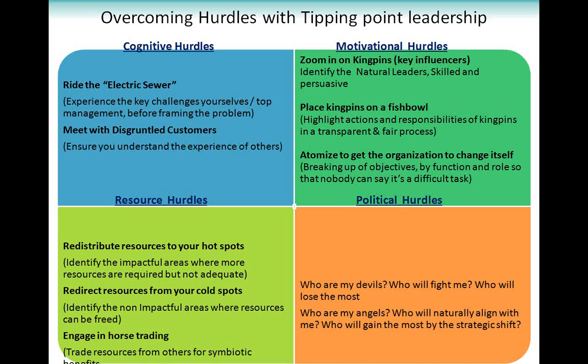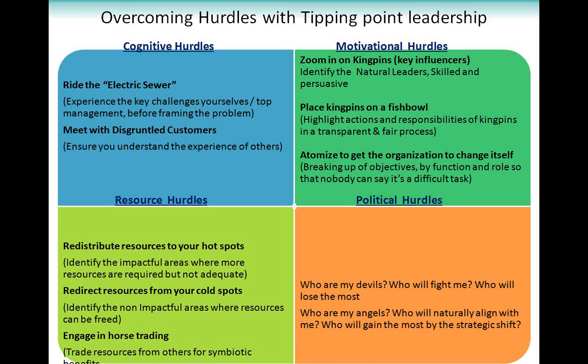To overcome motivational hurdles, tipping point leadership suggests that one should zoom in on kingpins. Kingpins are the key influencers. They are the natural leaders, skilled and persuasive. The second step to overcoming motivational hurdles is to place the kingpins in fish bowls, or in other words, to make the key influencers accountable for all actions and responsibilities in a fair and transparent manner. And the third step is to atomize to get the organization to change itself. Or in other words, it's about breaking up objectives by function and role so that everybody knows what they have to do and nobody can say it is a difficult task.